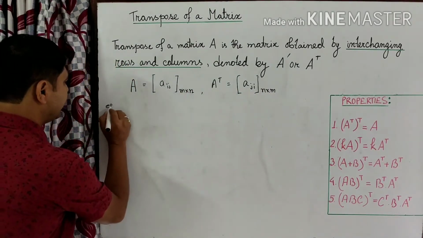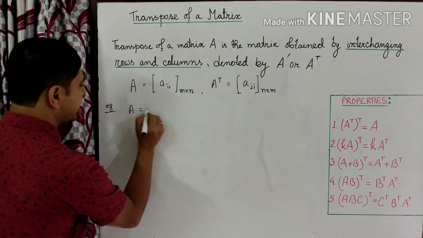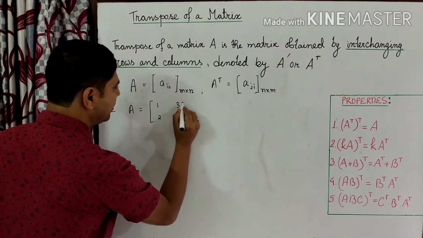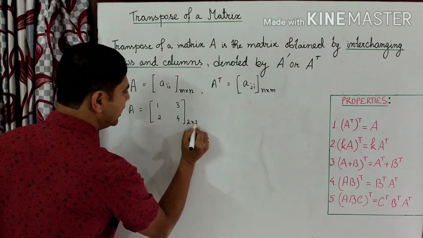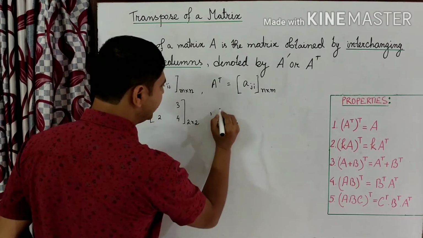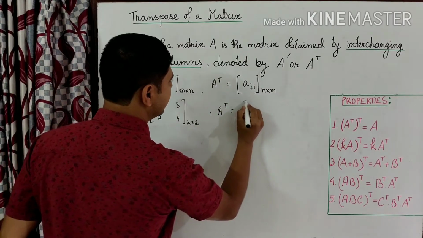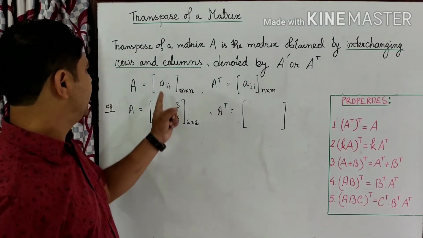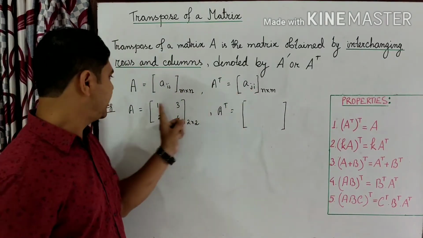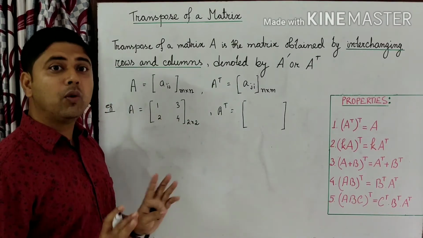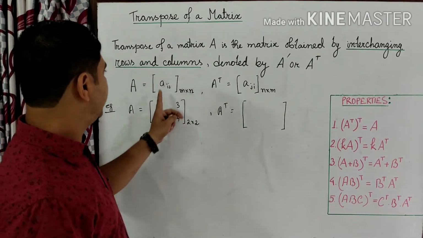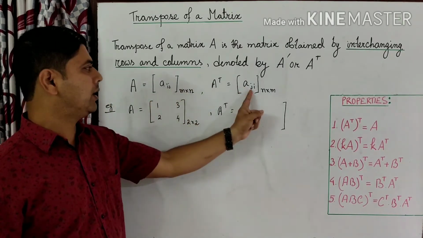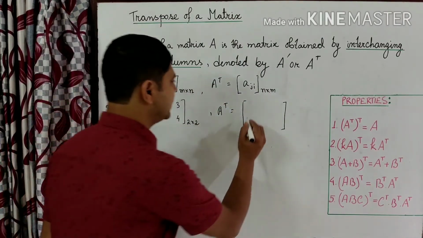When you consider an example like that, A is a matrix, elements are 1 3 2 4. What is the order? 2 by 2. Now you have to find A transpose. See how the elements will be: Aij equal to Aji. That means what? Diagonal elements will remain the same. Why will they remain the same? Because if Aij and Aji are the same, like 1 1 and 2 2, that means diagonal elements must be the same.